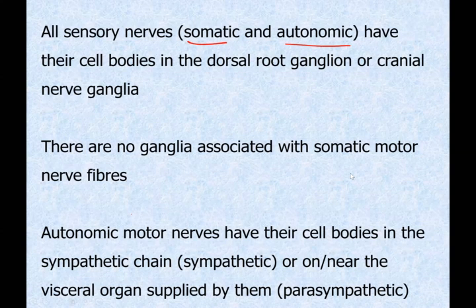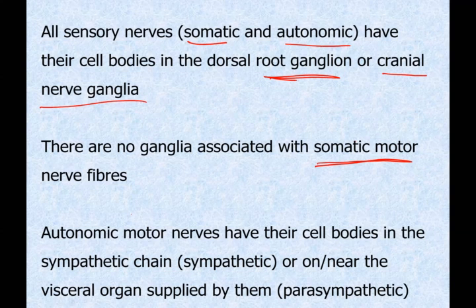All sensory nerves, whether they are somatic or autonomic, have their cell bodies in the dorsal root ganglion. When it comes to the spinal nerves, it's the dorsal root ganglion. And when it comes to the cranial nerves, it's the cranial nerve ganglion. And there are no ganglia associated with motor nerve fibers. So it's only with the sensory nerves.